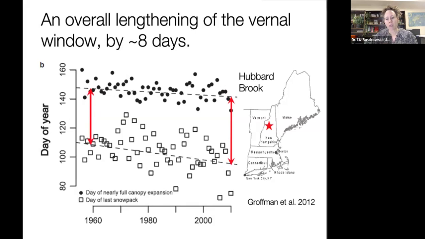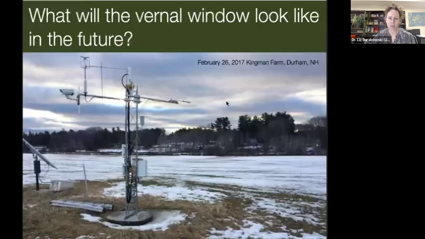Now, one of the questions I like to ask myself as a scientist is also what's the vernal window going to look like in the future? This particular winter happened to be a pretty cold and snowy one, but we also just reached 50 degrees today. So our snowpack is rapidly disappearing. What you can't tell by looking at this photo that I took on February 26th in 2017 is that I was wearing shorts and a t-shirt. This was at the end of February, and the temperature got up to about 70 degrees on that day.